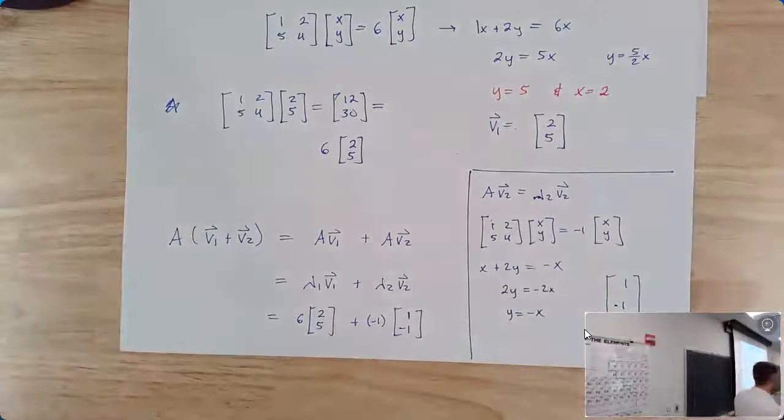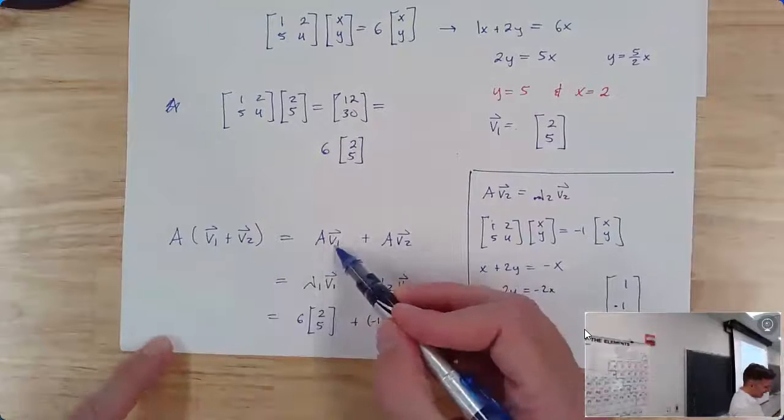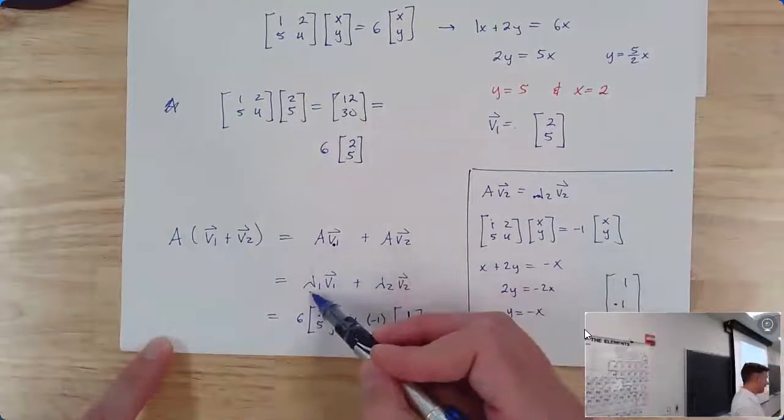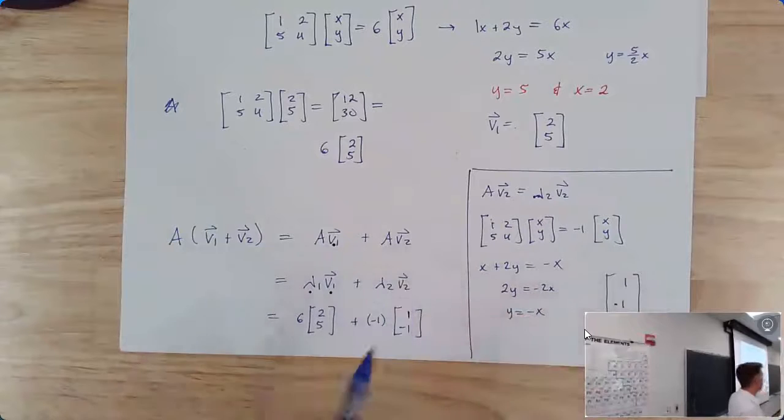So that's kind of the point that they're trying to get you to see with those last couple of questions, is that when you multiply a matrix by its eigenvector, you just get the eigenvalue times the eigenvector. Always true. That's what's special about eigenvectors.